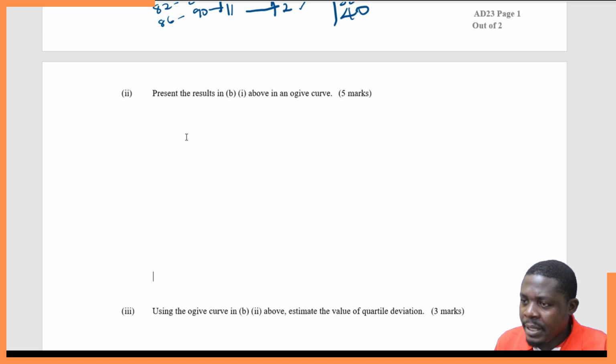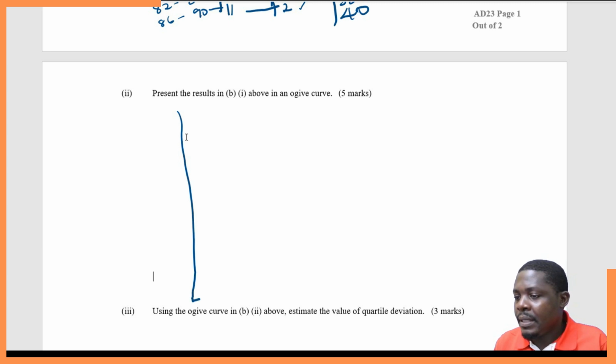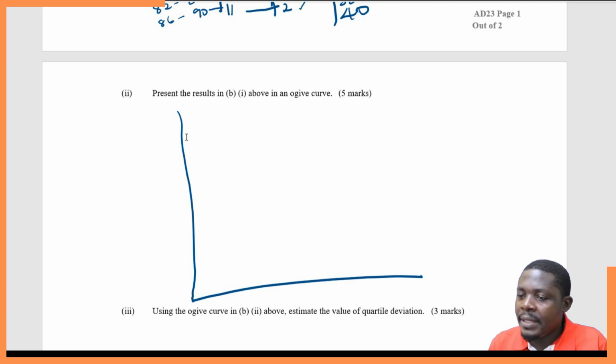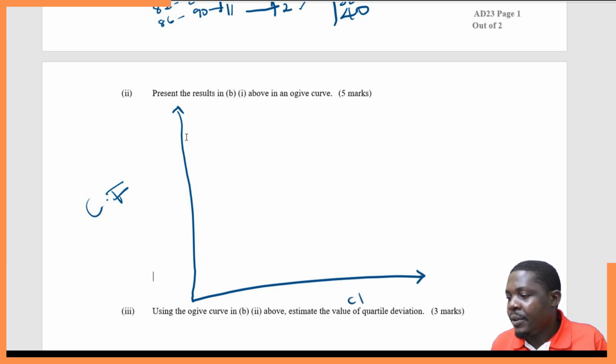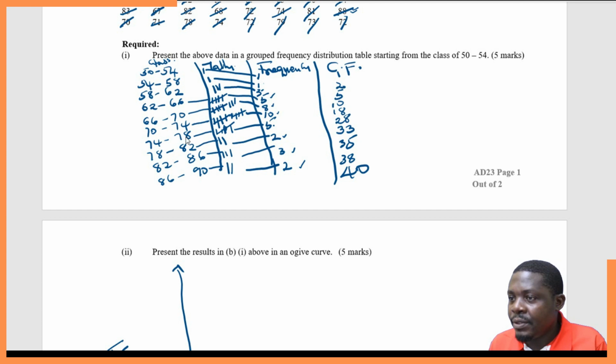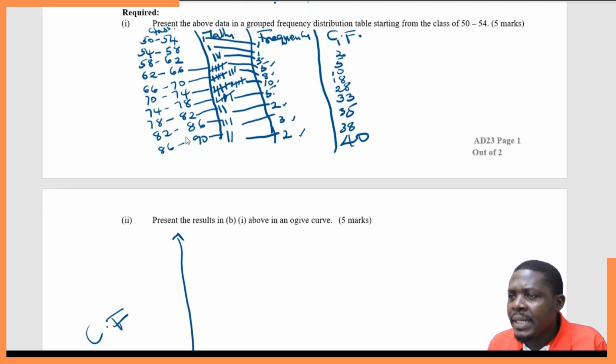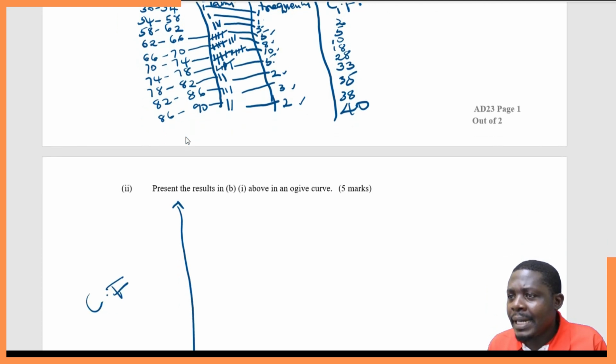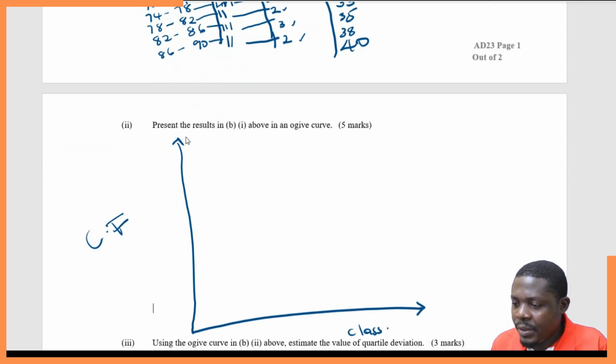In that case, I'm just going to sketch here. On the y-axis we are going to have the cumulative frequency, and on the x-axis we are going to have the classes. The classes start from 50 to 54. Now we use the upper class boundary. We just assume that we start from 0.